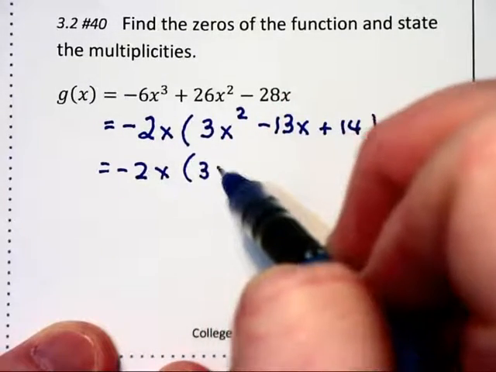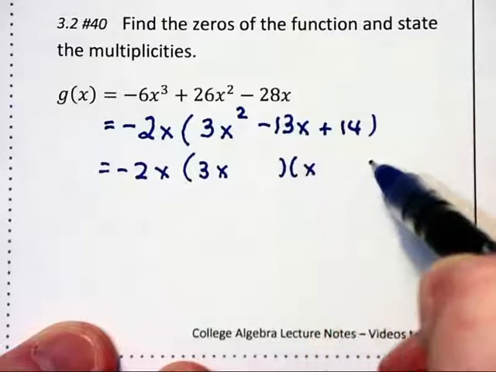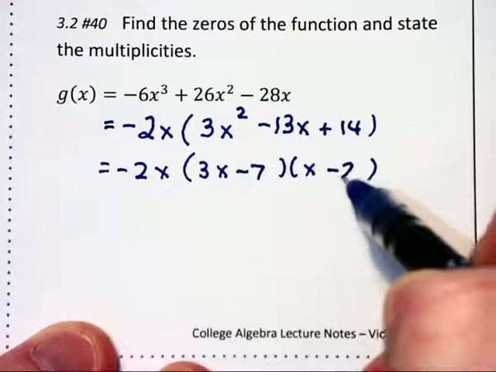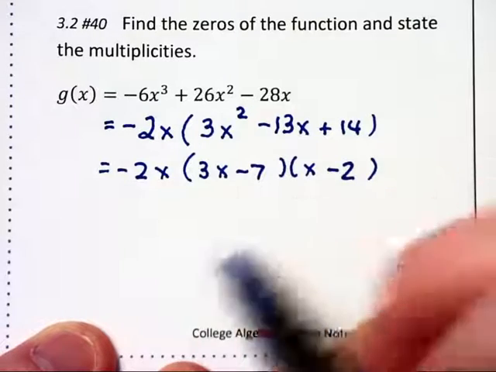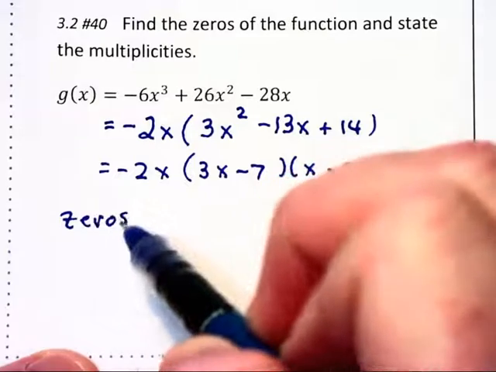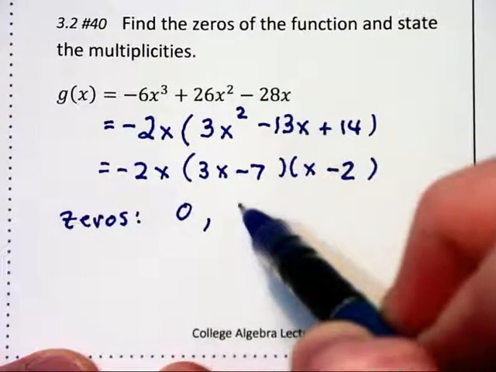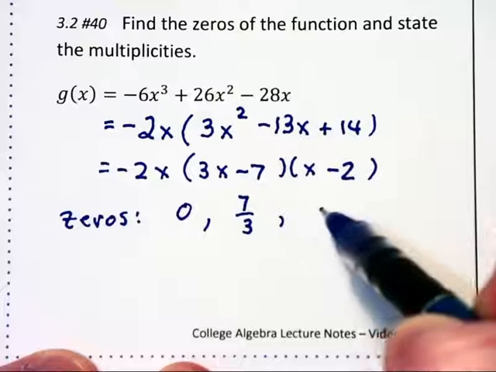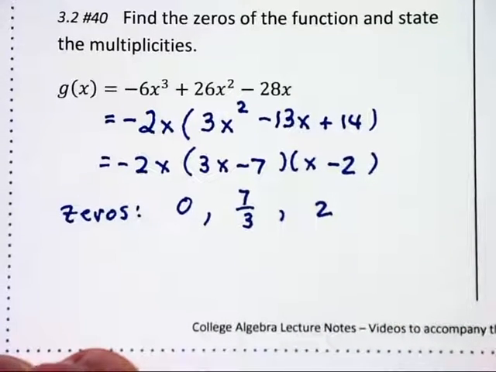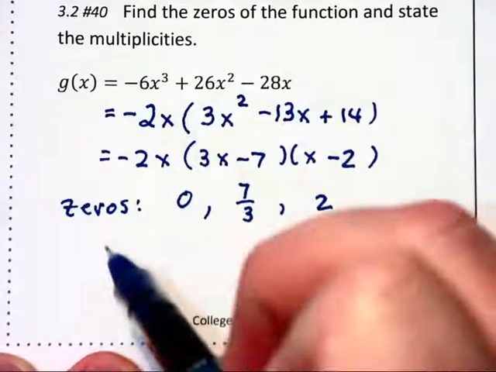We know we're going to have a 3x in one parentheses and x in the other. It turns out we're going to have a minus 7 and a minus 2, and if you check all the terms of FOIL, that will work out. So that tells us we have the following zeros: 0, positive 7/3, and 2. None of these are repeated zeros, so each has multiplicity 1.